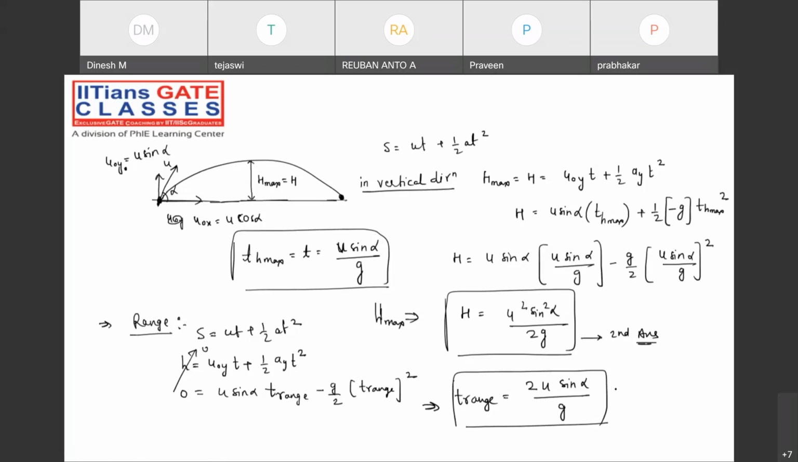And that is equal to what? 2 times the time for maximum height travel. The time for finishing the horizontal distance will be 2 times the time required to complete the height in the vertical direction. Yes, check it out. That is the next objective question, the third answer. Please check it out, all of you. Understanding or not?